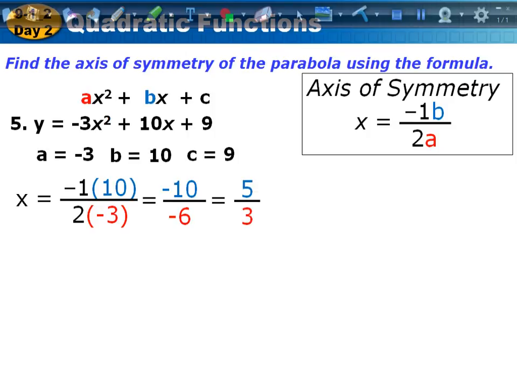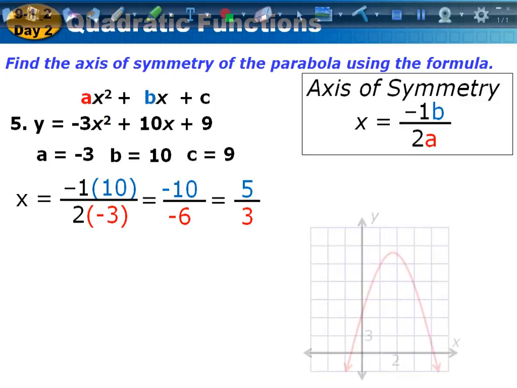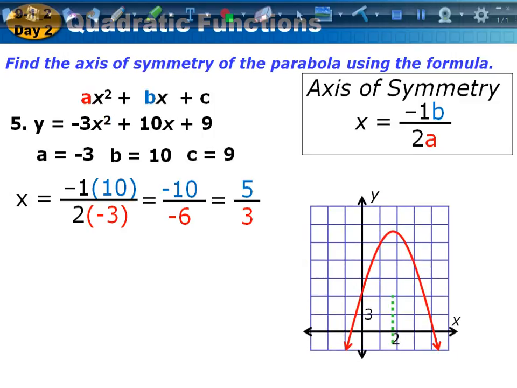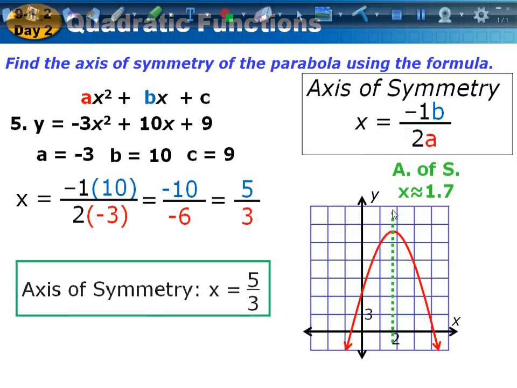I'm going to reduce that. If you need to reduce it in your calculator, that's fine. It is 5 over 3. And here's the graph of that. You don't actually have to graph it on your paper. You do not have to write this part down. But just notice that 5 over 3 is approximately 1.7, and that's about where this cuts this directly in half.